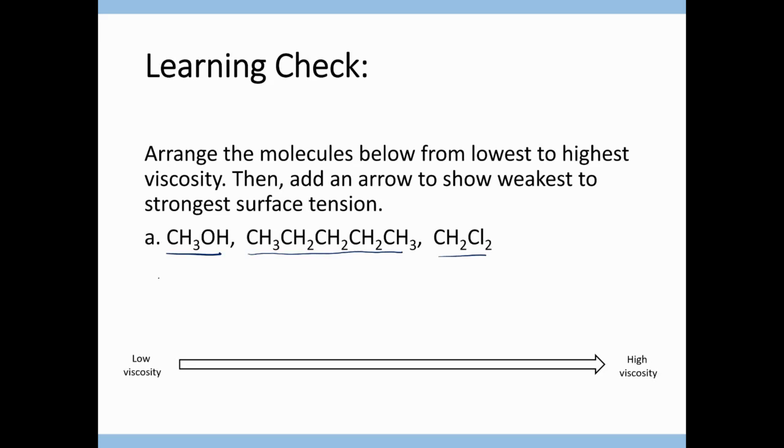For the first molecule here, what's the strongest intermolecular force? Do you remember from the previous learning check, or just by looking at the structure? Yes, it is hydrogen bonding. We have that OH bond. So this molecule has hydrogen bonding interactions. Remember pentane, just carbons and hydrogens. This is a completely nonpolar molecule. Dispersion forces.